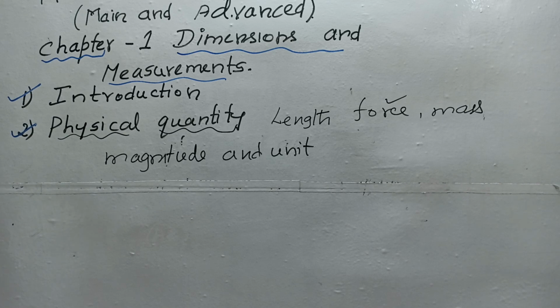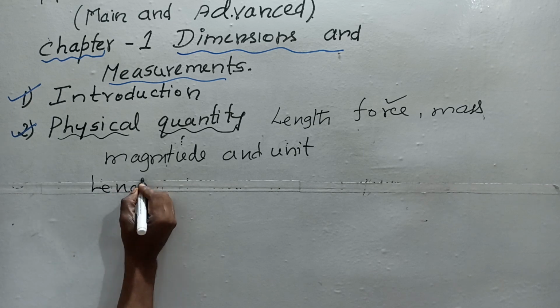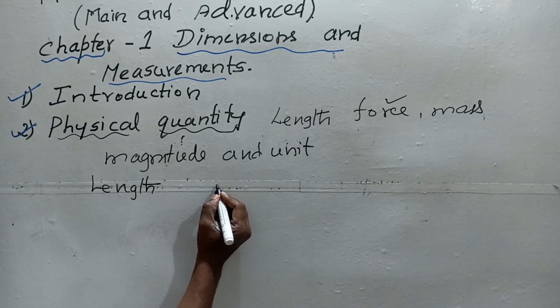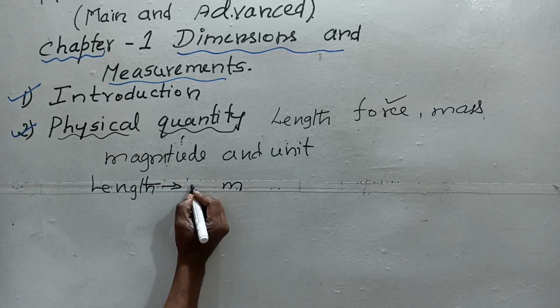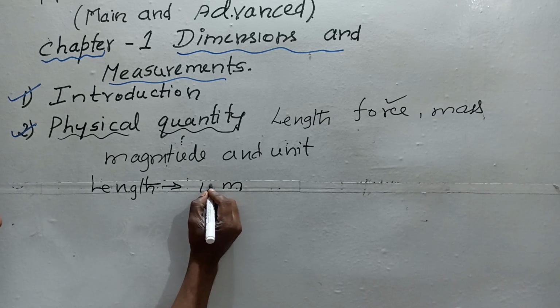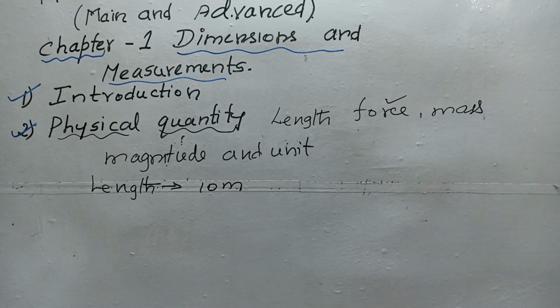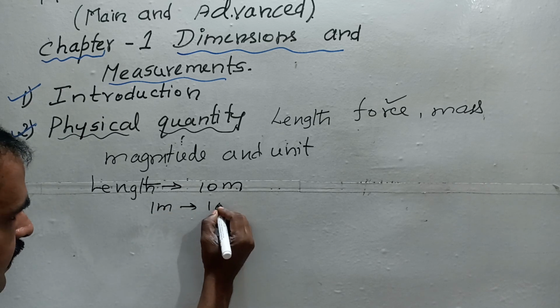For example, 10 meters is a length which is 10 times the unit of length. If you take length, it is expressed in meter. If you say the length of any material is 10 meters, that indicates that 1 meter repeats 10 times.